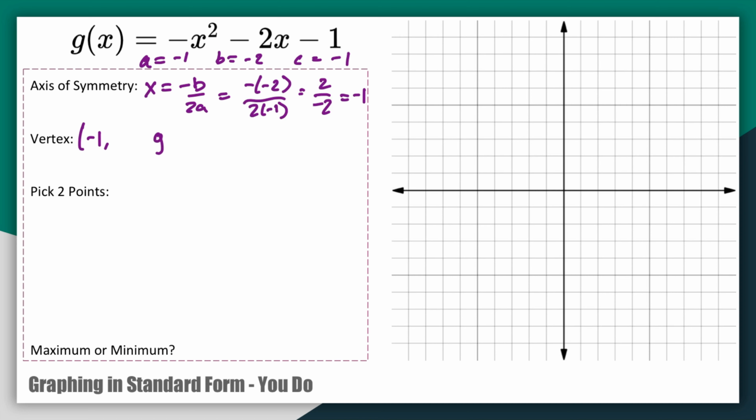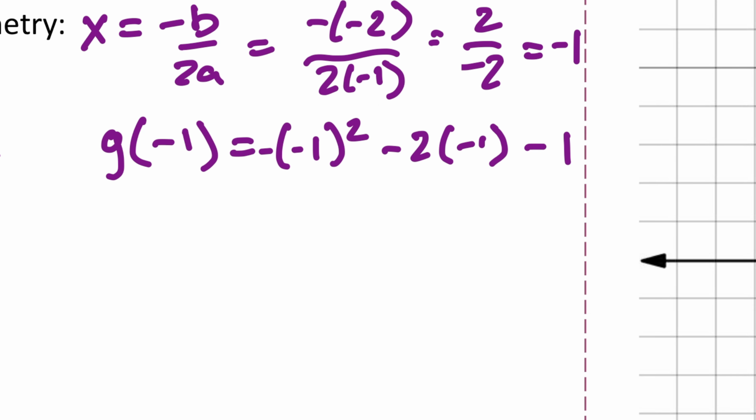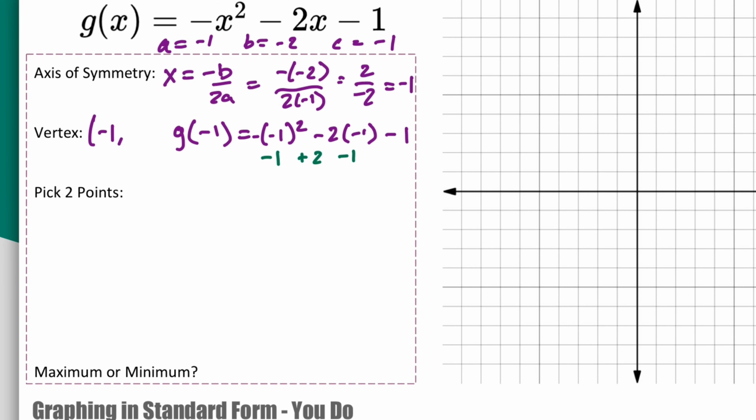I plug it in to get the y value. g of -1 equals, we have a negative on the outside again, -1 squared minus 2 times -1 minus 1. That's a lot there. Let me zoom in on that. Okay, so -1 squared is just 1, but then there's a negative on the outside, so it becomes a -1. -2 times -1 is +2 minus 1. Okay, so that all ends up being 0, right? Because -1 plus -1 is -2. -2 plus 2 is 0. So we get -1, 0, like that.